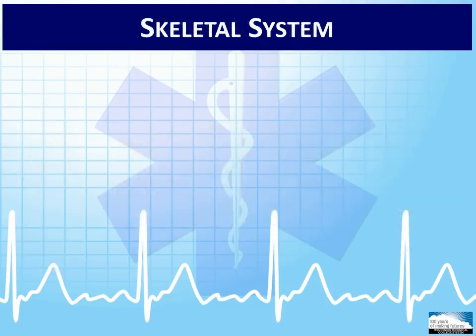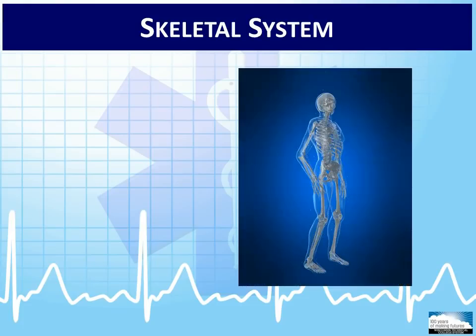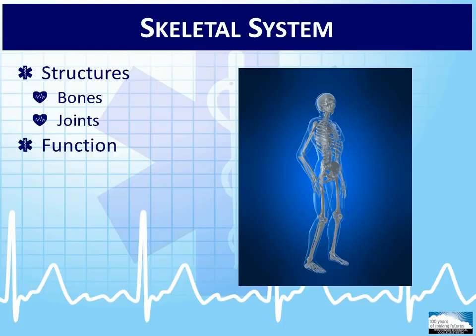The first body system we will be discussing is the skeletal system. The skeletal system is comprised of bones, 206 in all for an adult. Joints are formed where bones meet, and will be discussed in greater detail later in this course. The skeletal system provides infrastructure for the human body.